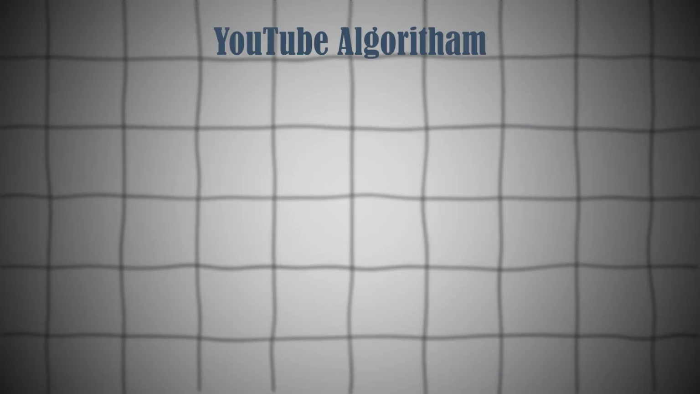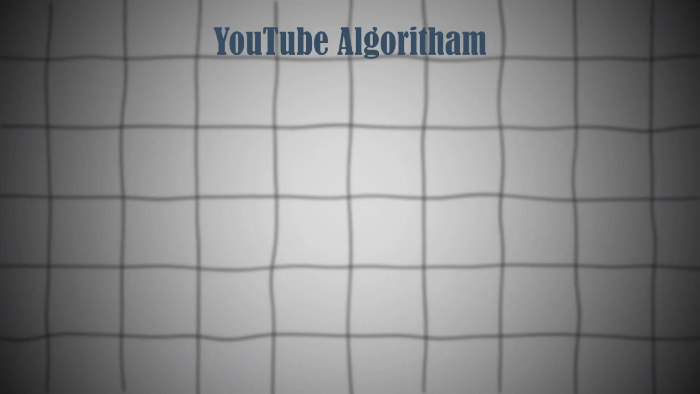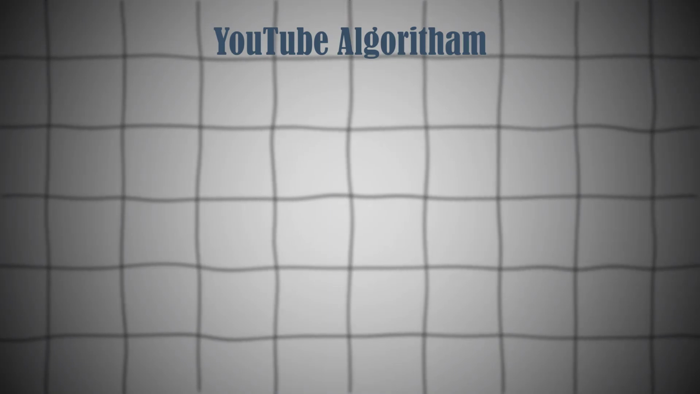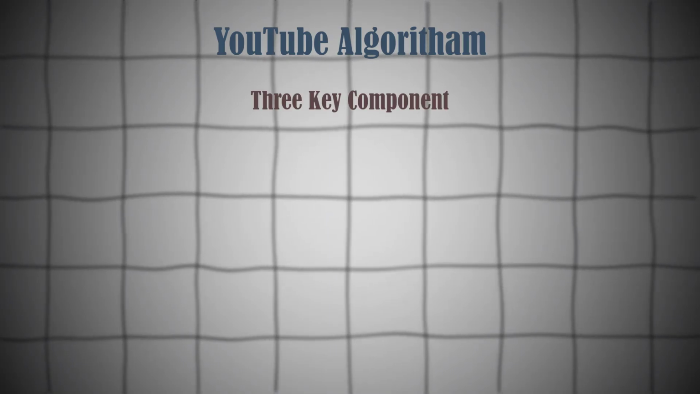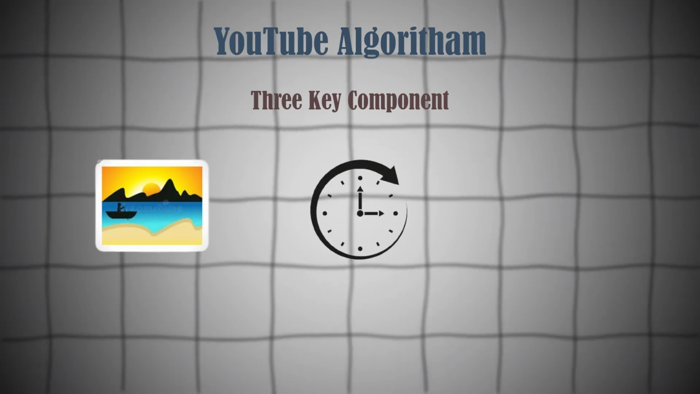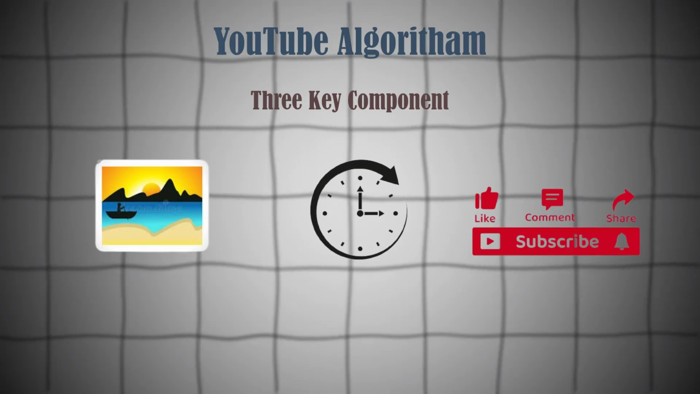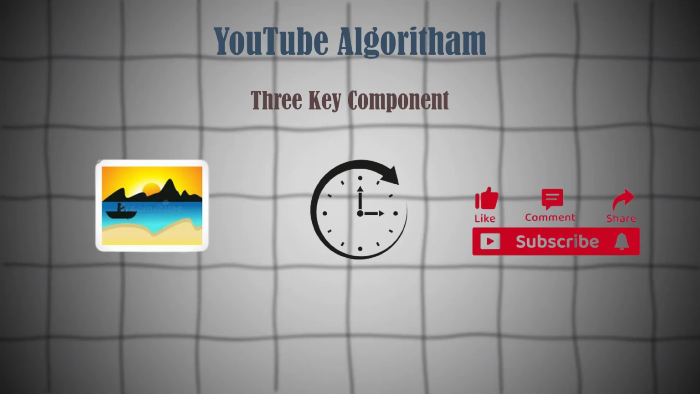YouTube algorithm. YouTube's algorithm aims to maximize viewer satisfaction and engagement. 3 key components are: 1. Clickability, create eye-catching thumbnails. 2. Watch time, keep viewers engaged. 3. Engagement, likes, comments, and shares matter.